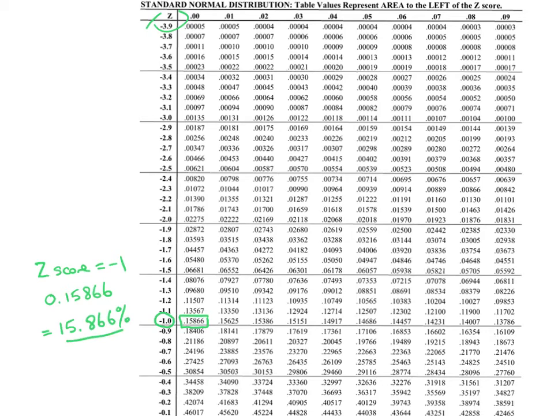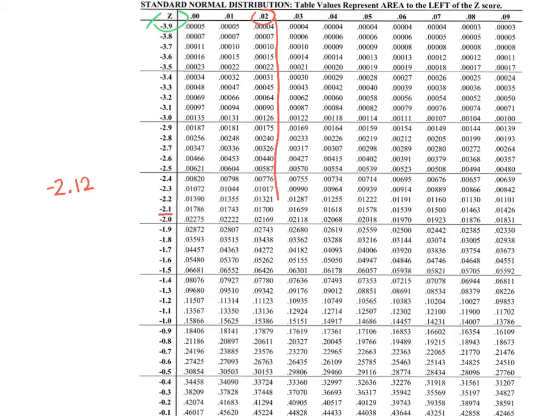Because it should do. Negative scores, here's the negative ones here. We're looking for -2.12. So there's -2.1 there, and 0.2 is here. So we want to come down and across, and there's our value there. So we get -0.01700, and that is 1.7%.